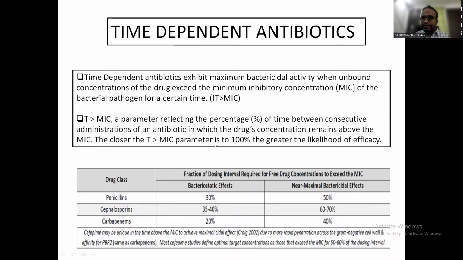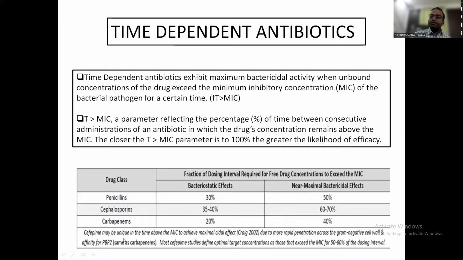The closer the T above MIC is to 100%, the better. Everyone wants to study the whole time, but there are so many distractions we cannot. So a T greater than MIC of 100%, where the drug stays above MIC the whole time, would be very good. I also want to do a lot of things, but those are not realistic. So 100% is not a realistic scenario, but the higher it becomes, the better the outcome.